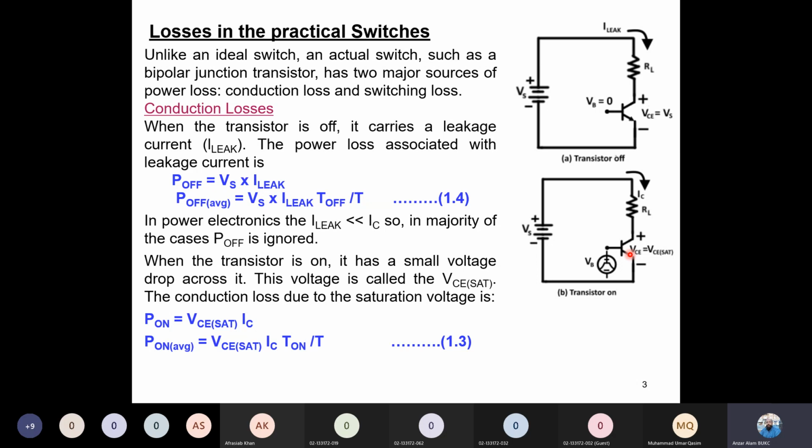So in both the cases, there exist power losses, but the power loss because of leakage current is negligible. So the main power loss is because of this on period. If the transistor is on, there is a main power loss because it has 1.2 volt or 1.5 volt, and there is the maximum current. So these equations 1.3, 1.4 are important. If you have any question, you can ask.